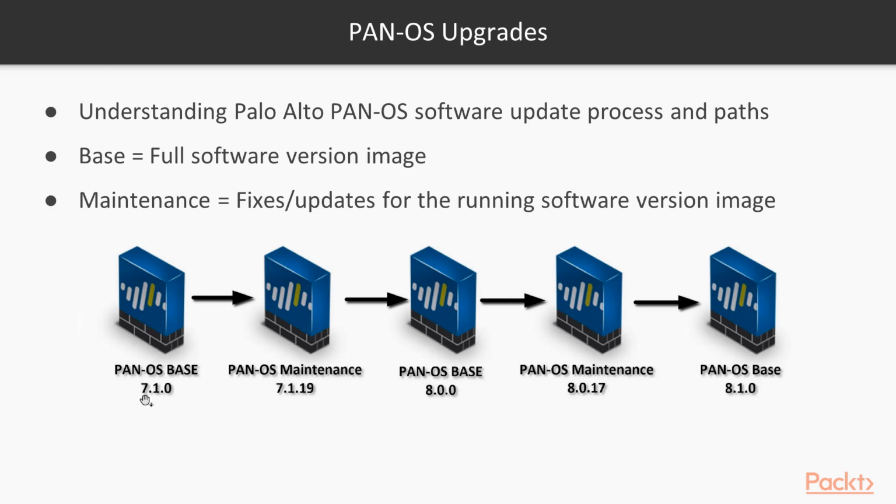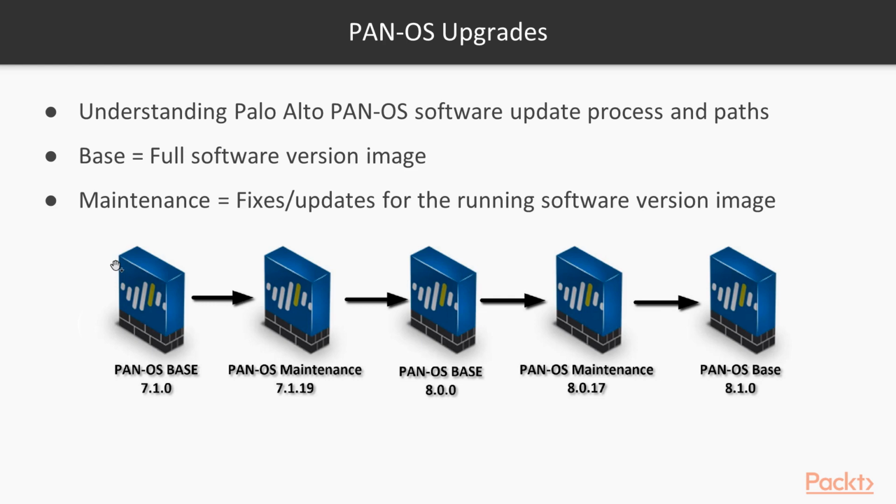Don't ever go from 7.1.0 all the way to a major release without going into the base first. First of all, the PA will throw you an error saying you don't have a base. So, for example, from 7.1.0, I cannot go and patch 8.0.17 because I need the base first. So you want to go 7.1.0, 8.0, and then go all the way to 8.1.